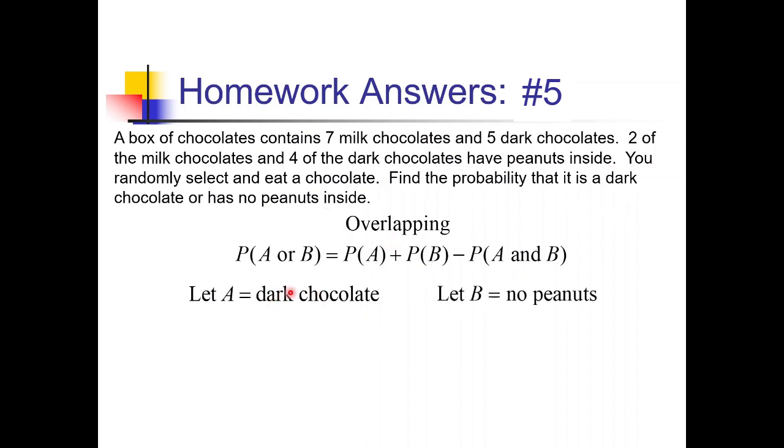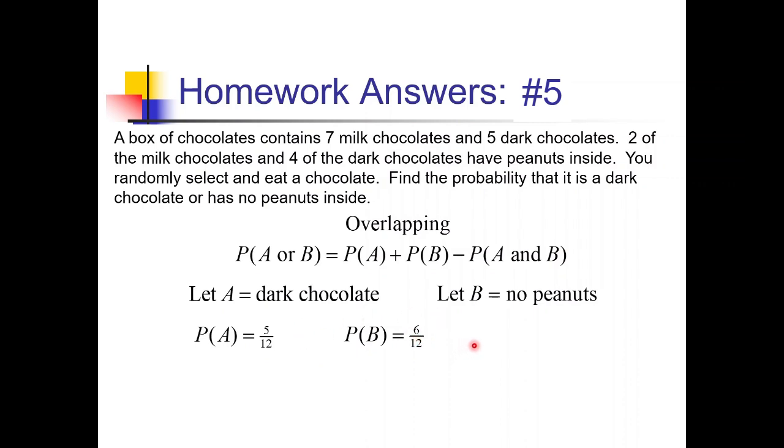So probability of dark chocolate, let's start there. Well, there's 5 dark chocolates out of a total of 12 if we add those together. So 5/12. Now let's also figure out no peanuts. So they said, let's see, 2 of the milk chocolates and 4 of the dark chocolates have peanuts. That means there's another 6 out of the original 12 that don't have peanuts. So 6 out of 12. And I'm going to leave that as 6 out of 12, not reduce it, because I know I'm going to have to add this together later on with some other fractions.